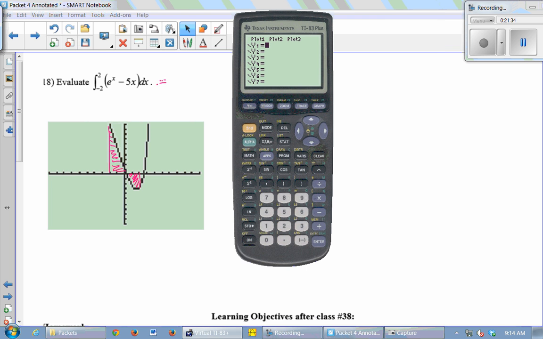Okay, so my preference is the visual one. You can also just do it in the home screen, but I like to see the area shaded. e to the x minus 5x. And then zoom 6 looks good. And calculate the integral from -2 to 2. 7.25 approximately.